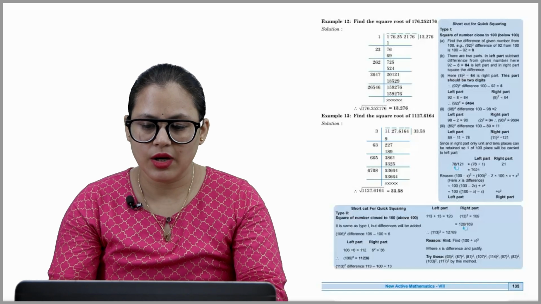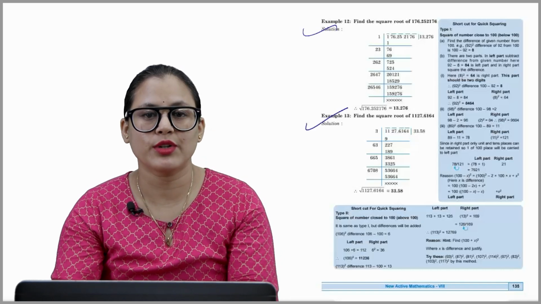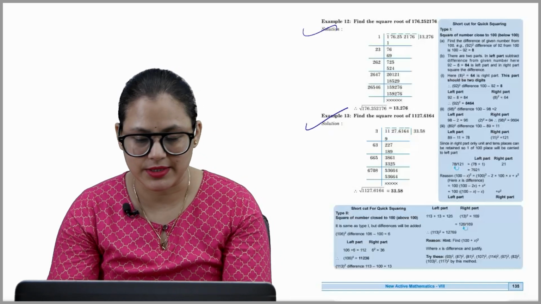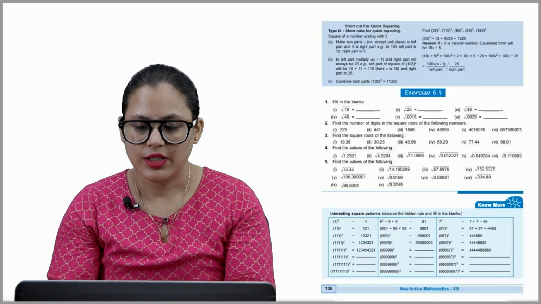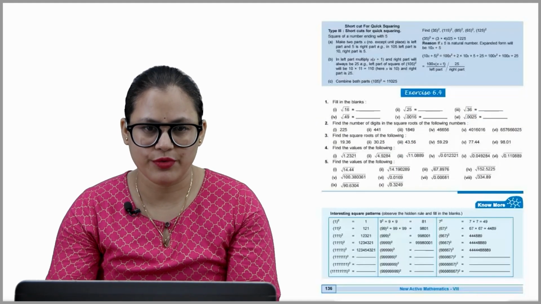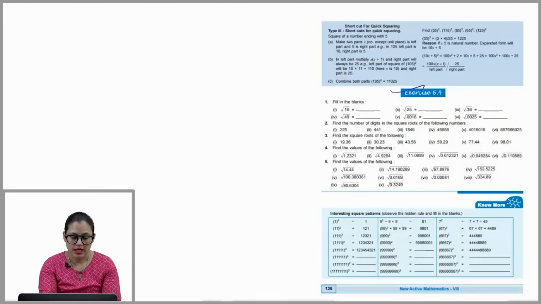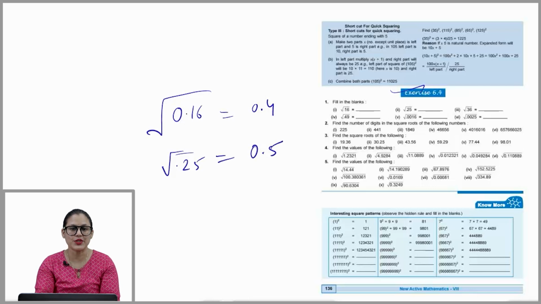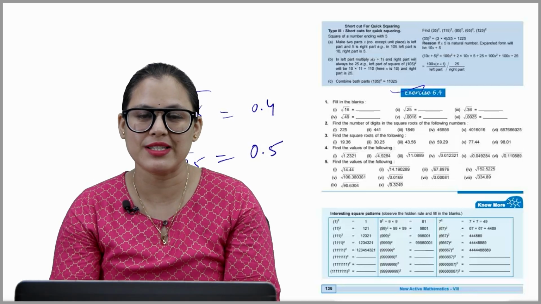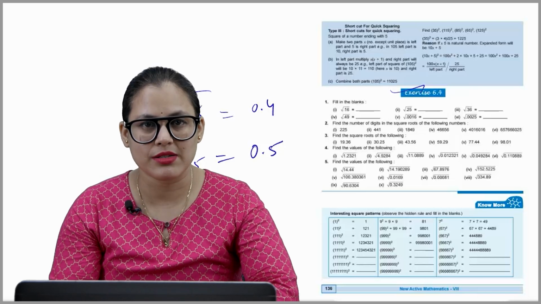Similarly, you will do these examples and find the square roots of these decimal numbers. Now let's do exercise 6.4. Fill in the blanks. The square root of 0.16 is 0.4, and the square root of 0.25 is 0.5. Students, I hope you have understood this chapter, and now you will practice this chapter.